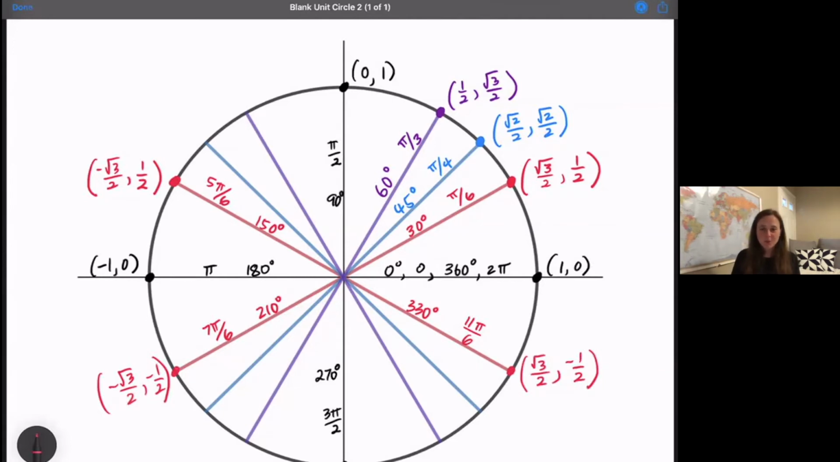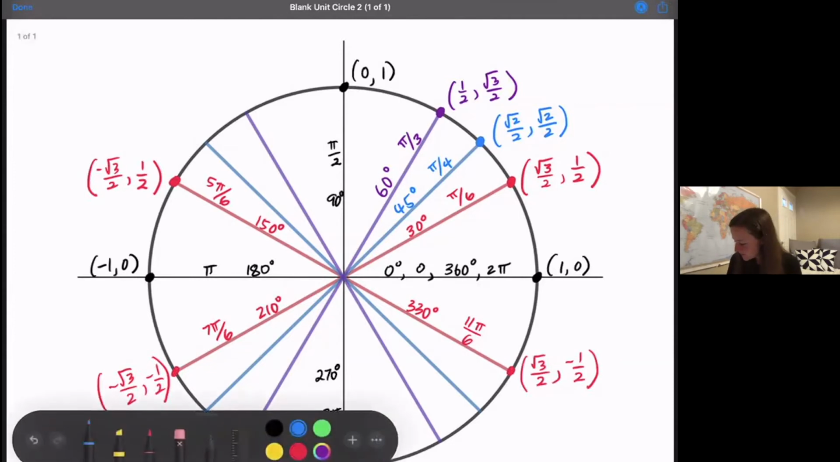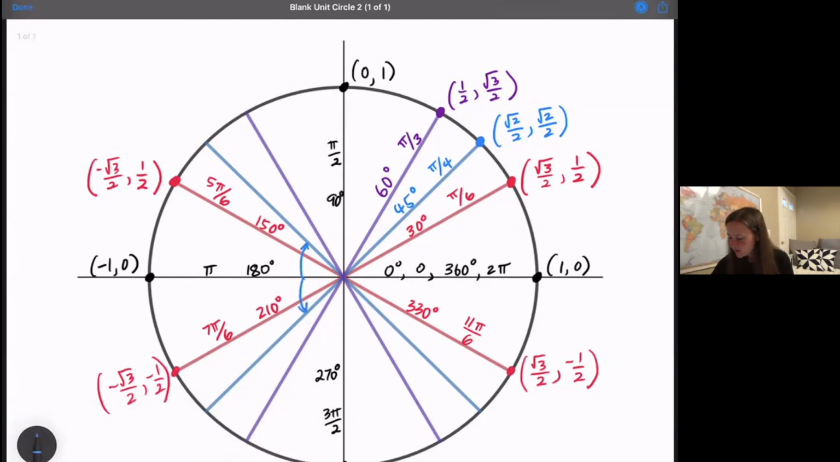Let's switch over to our blue pen and do all the 45-degree angles. Those are all the angles that are up or down 45 degrees from the x-axis. In the second quadrant, 180 minus 45 is going to be 135. In the third quadrant, I'm going to have 180 plus 45, that's 225. And in the fourth quadrant, 360 minus 45 is going to be 315.